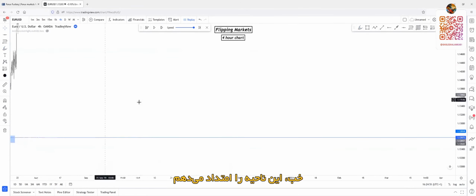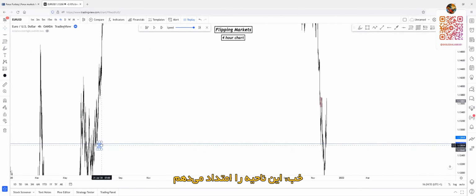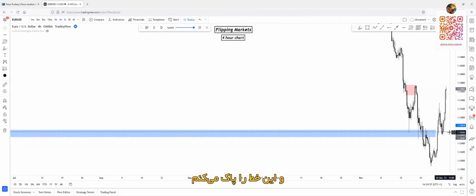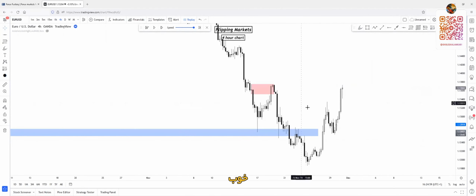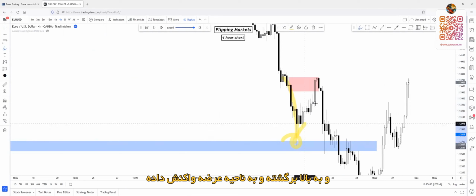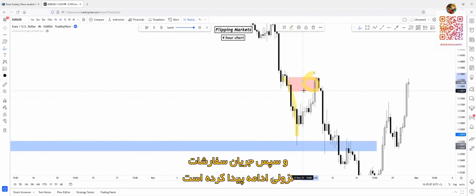Okay, so I just extend this zone and remove this line from here. Okay, so as you can see, price tapped into this zone here and reversed to the upside to tap the supply zone and continue the overall bearish order flow.